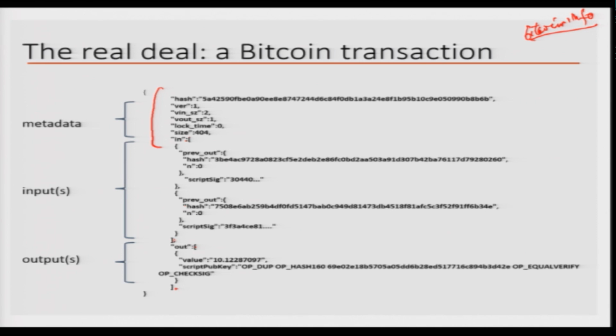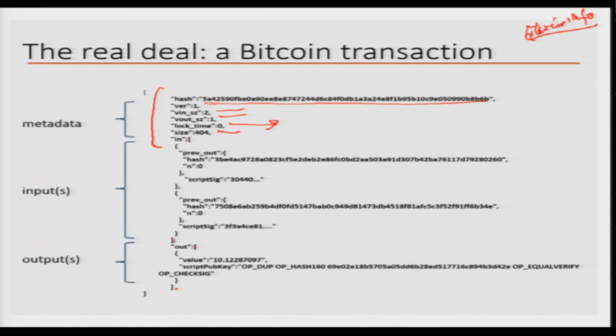In the metadata what we have is the hash of the transaction, and then we have the version. This is the Bitcoin version. This says how many inputs are there. So, this is the input size, this is the output size. So, this is 2 and 1. There is something called lock time, and we will discuss very soon what lock time means. For now we can ignore it, except the fact that lock time 0 means this transaction can be done immediately. And then we have the size of the transaction.